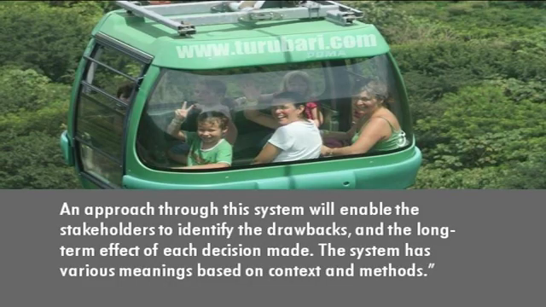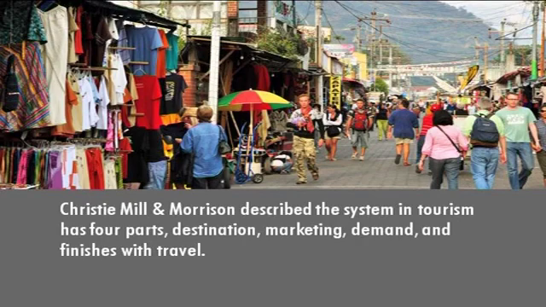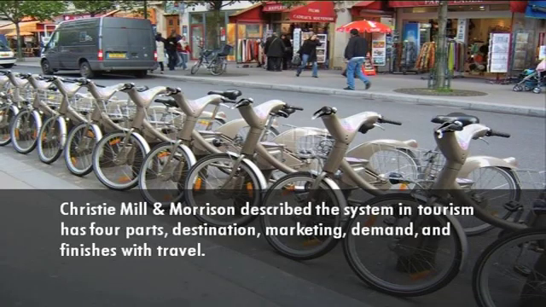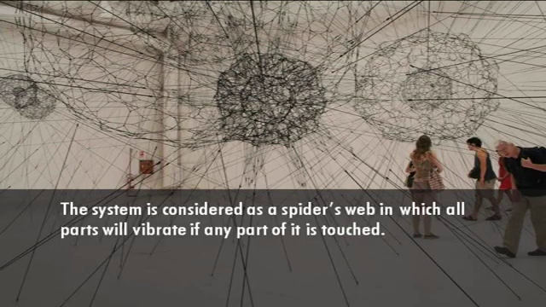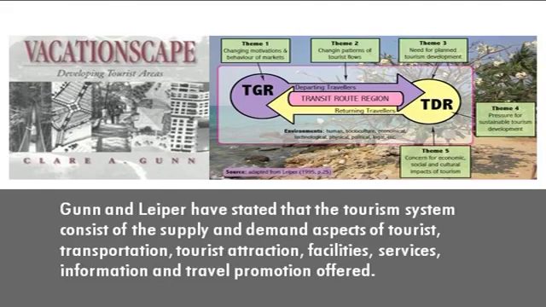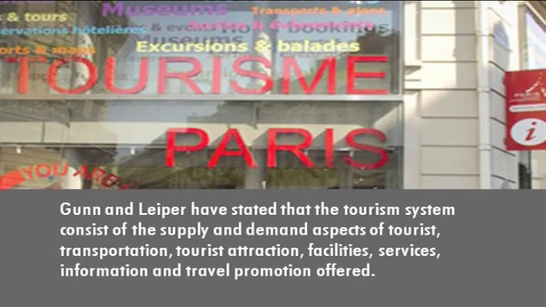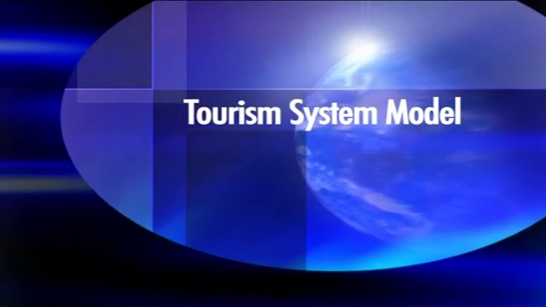System has various meanings based on the context and methods. Christie, Mill, and Morrison describe the system in tourism as having 4 parts, which are the demand, travel, destination, and marketing. And to them, the system is considered a spider's web in which all parts vibrate if a part is touched. Gunn and Leeper have stated that the tourism system consists of the supply and demand aspects of the tourists: transportation, tourist attraction, facilities, services, information, and travel promotions offered. Tourism System Model.